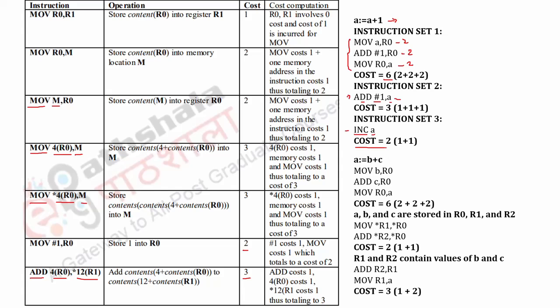So when I compare for this particular a equal to a plus 1, I have written 3 different types of instruction sets. Which will be cost effective? This one. So this is how we will be choosing the target program or the target language. Based on the instruction costs, we should efficiently choose the instructions in converting your intermediate representation to assembly code. This is also another example that I have given you, so you can have a glance over that.